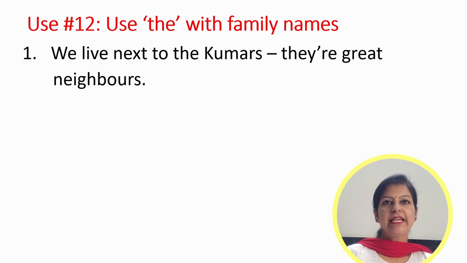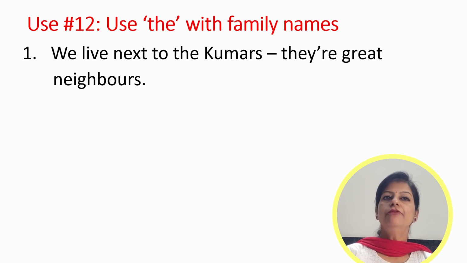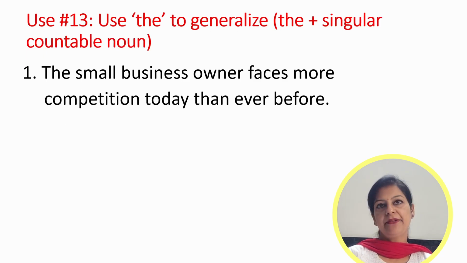Okay, let's check the usage number 12. We use the when talking about family names to refer to the whole family. Example, we live next to the Kumars. They are great neighbors. Here, the Kumars refers to all members of the Kumars family. Example 2. The Bhallas have invited us to go on a picnic with them this weekend. The Bhallas means the entire Bhalla family. The surnames Kumars and Bhallas refer to the whole family.